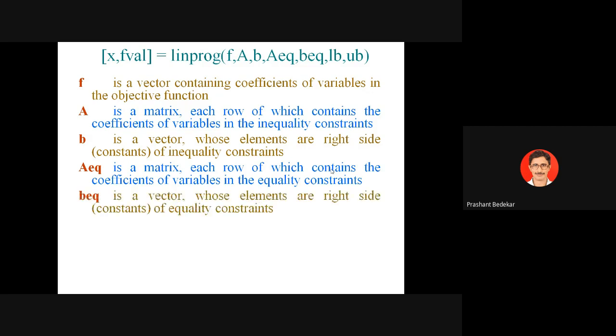Likewise, BEQ is a vector. Very much parallel to A, B, we have AEQ, BEQ. A, B take care of inequality constraints, AEQ, BEQ take care of equality constraints. That's all. उतना ही difference है. So BEQ is a vector whose elements are the right hand side of equality constraints.